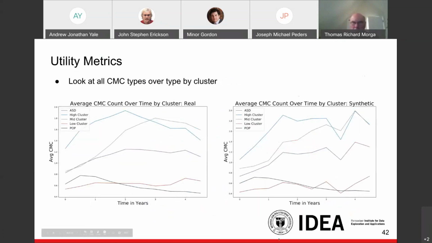And then if you combine all these categories and just look over time, this is the real data over here, and this is the synthetic on the right. We see that the high cluster starts high and then crosses over the mid cluster. We see the overall ASD cohort in purple in the middle, and the low population almost at the same level down here. We can see that roughly on the right. These are starting to match up. They're not crossing over exactly as they are in the real data, but we're roughly getting the same trends, which is what we want to see in terms of utility while maintaining privacy.